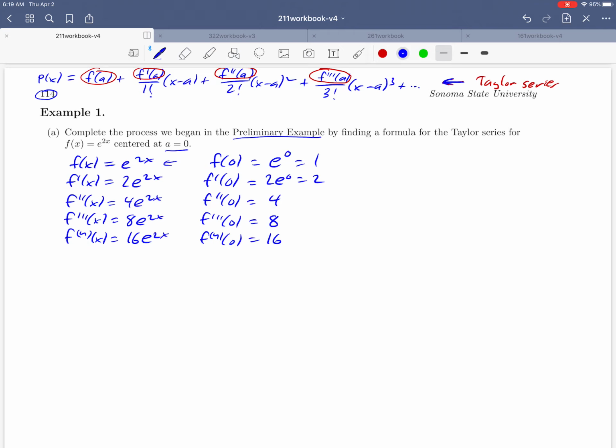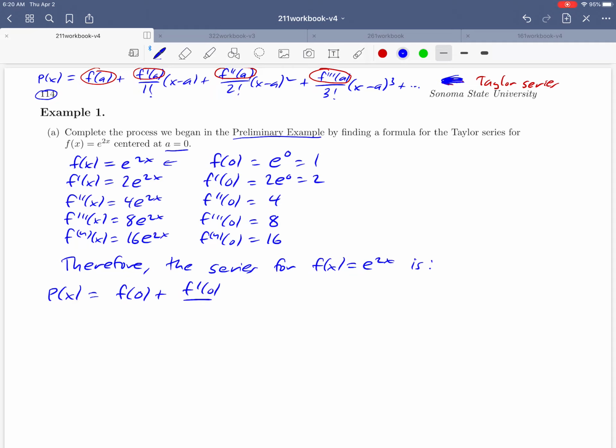Okay, and then we come to the step where we actually want to build the series. Let's see if we can do that. Okay, well, the formula for the Taylor series is equal to this formula up at the top of the page, and they told us that a is 0, so I'm just going to rewrite that with 0 substituted in for all of the a's, and x minus a is just going to turn into x. x minus a squared is just x squared, and so on.